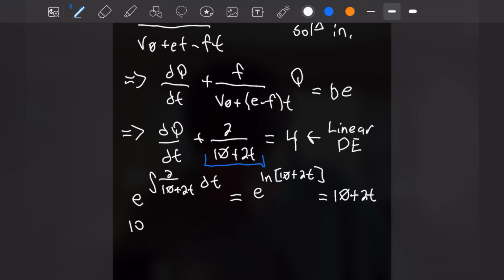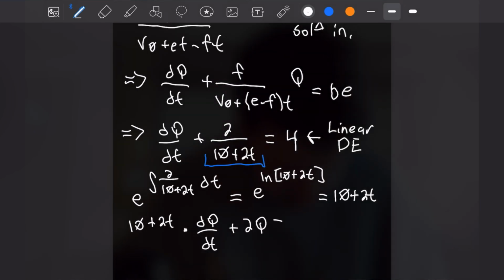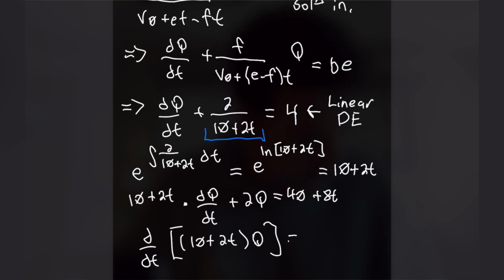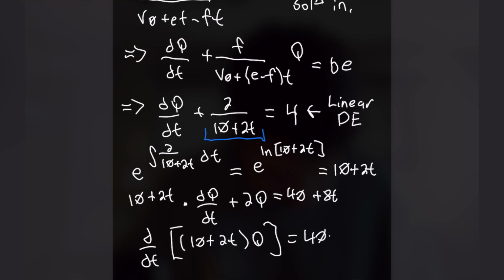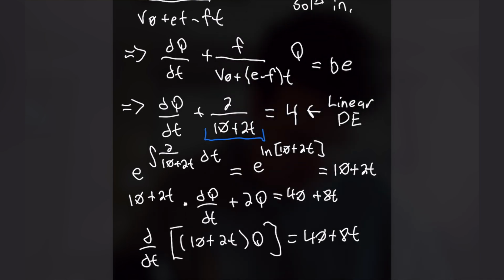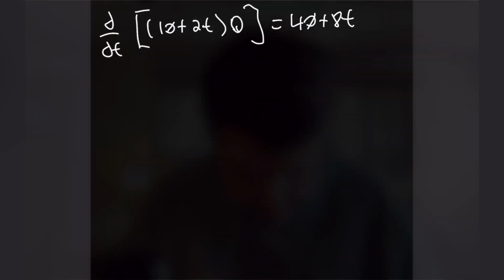So we can write 10 plus 2t times dQ over dt plus 2Q is going to equal 40 plus 8t. And we can rewrite that as the derivative with respect to t of 10 plus 2t times Q. And that is, of course, still equal to 40 plus 8t. Now, we've run out of room here, so I'll go ahead and take that to the top and we can finish this off. And so from here, we can simply integrate both sides.